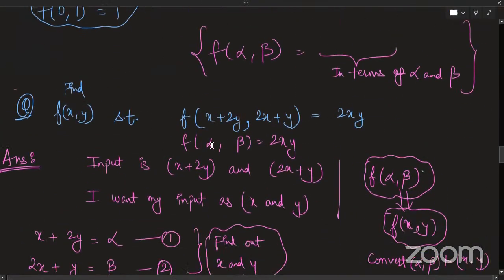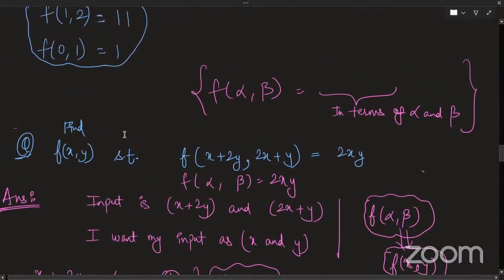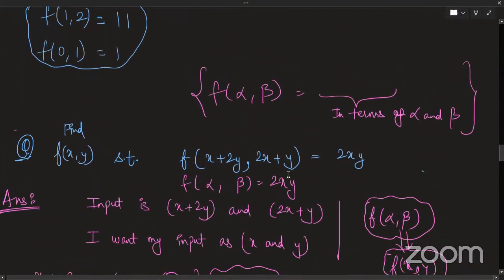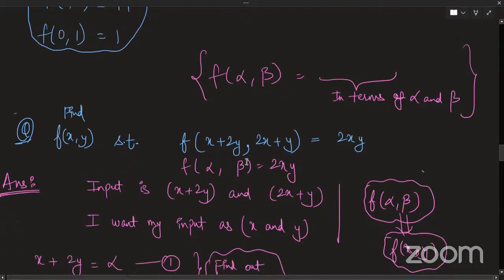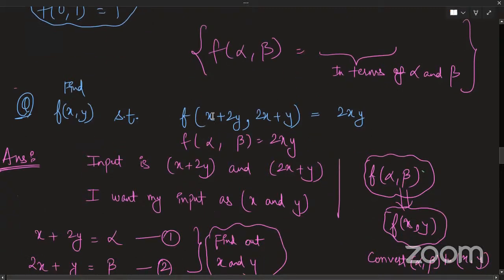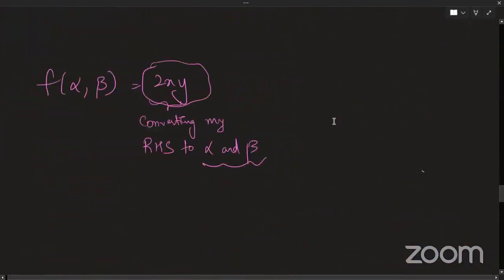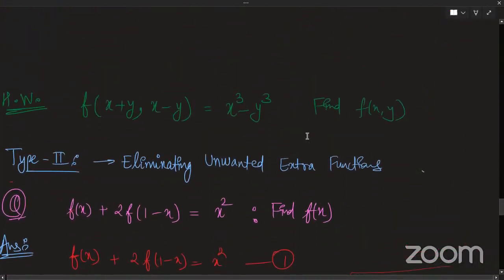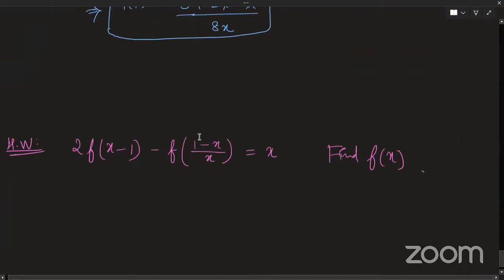See, this question was a bit special. So just make sure that you have understood this one, this f of alpha comma beta one. What is happening here is that my input was some term, it was not x comma y. So I had to convert my input in terms of x and y. And similarly, my right hand side also. So just make sure you have understood this, and do both these homework questions.